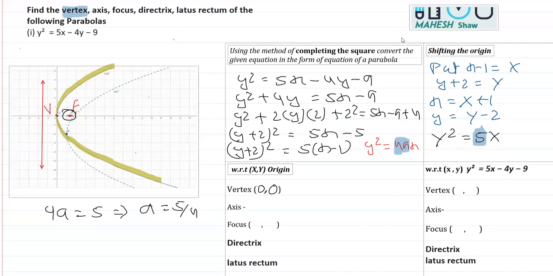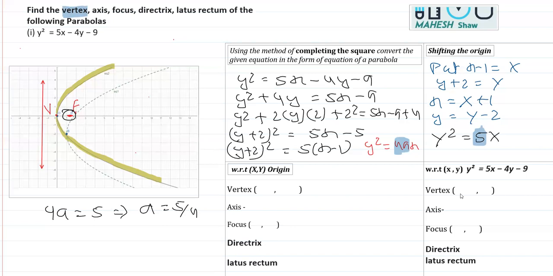Now, if we have to get small x, small y, you can see here that on replacing capital X with 0 and capital Y with 0, I'll get small x as 1 and small y as -2. So therefore, the new vertex, or the vertex with respect to this parabola, is going to be 1, -2. I think I need to magnify this.